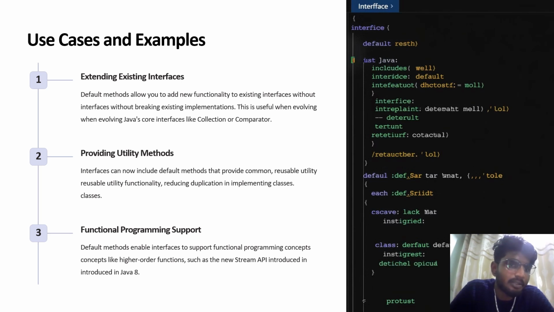Providing utility methods. Interfaces can now include default methods that provide common, reusable utility functionality, reducing duplication in implementing classes. Functional programming support: default methods enable interfaces to support programming concepts like higher order functions, such as the new Stream API introduced in Java 8.